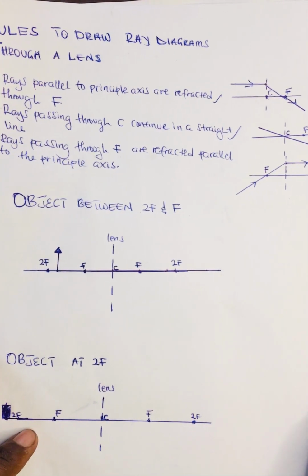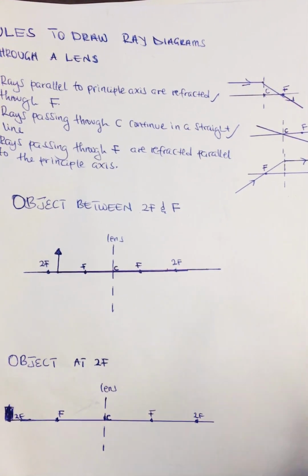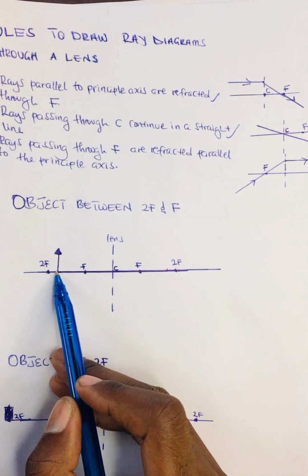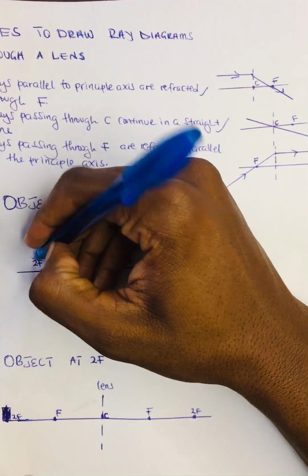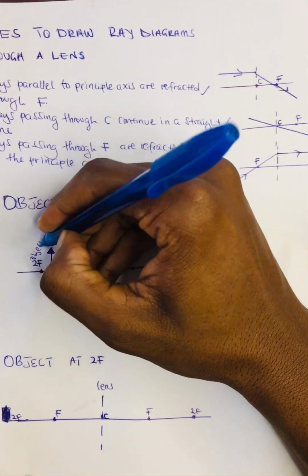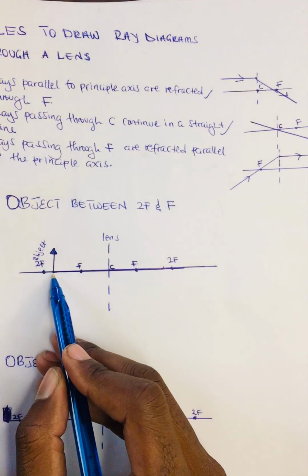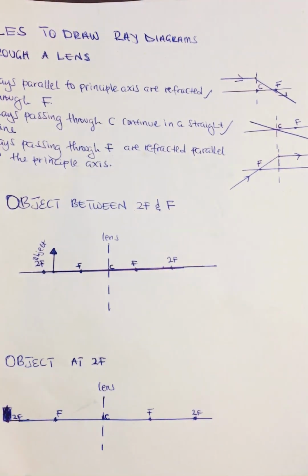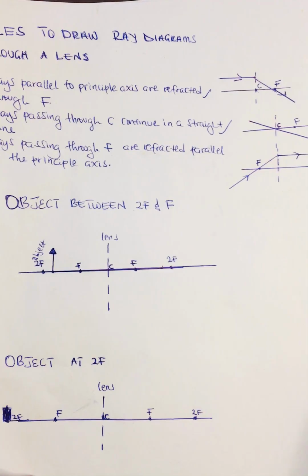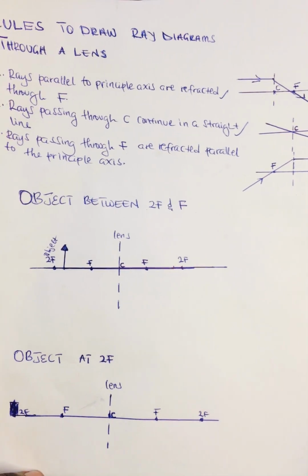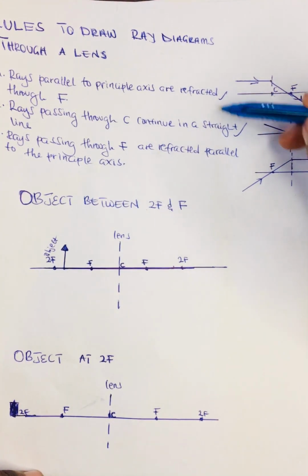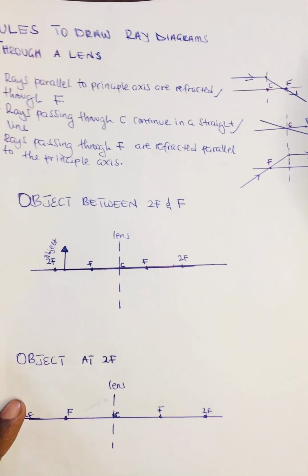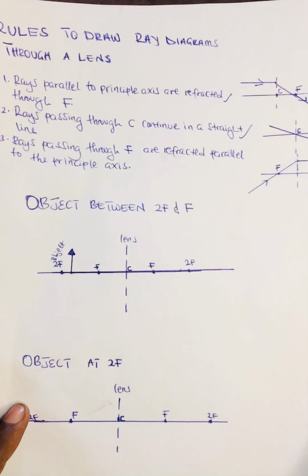We want to know how we can locate the image when given the object. So this is the object here. When the object has been placed between F and 2F, how do we locate the image? Now, in the previous video, we said that we'll be following these two rules here to locate the image. So how do we locate the image now?